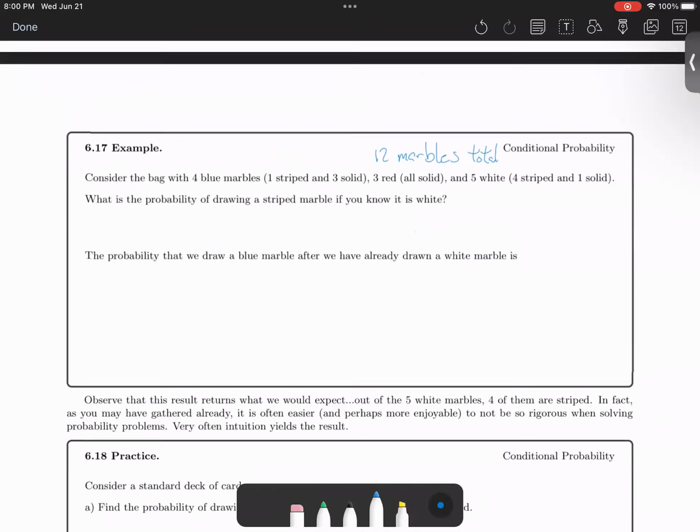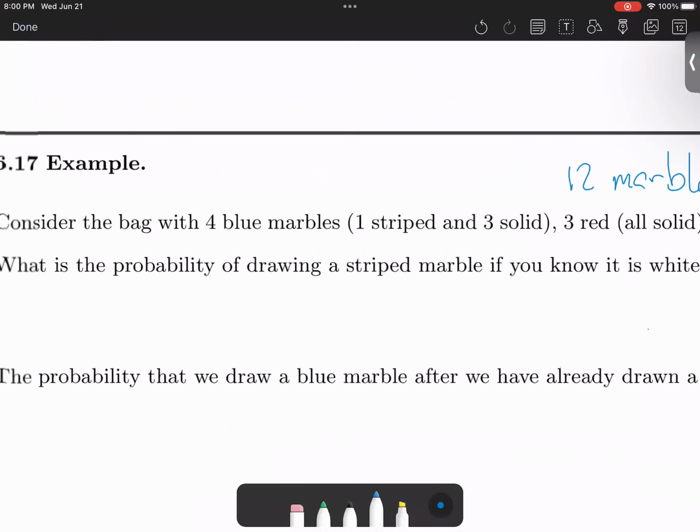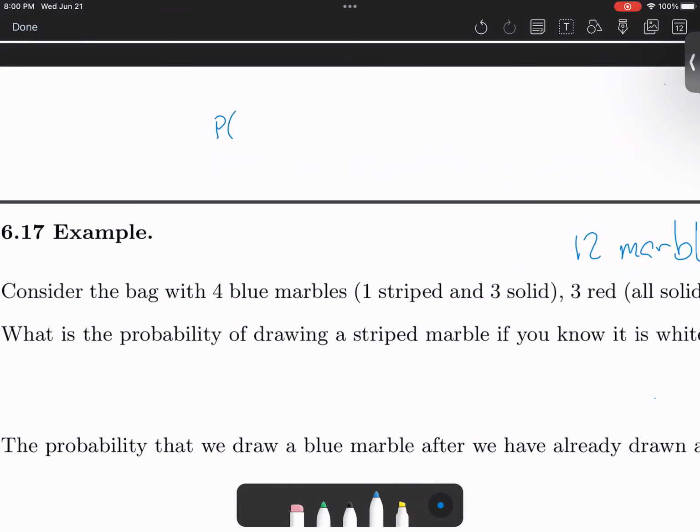In fact, let's remind ourselves of the conditional probability equation. The probability of A given B is the probability of their intersection, so both of them happening, and then divided by the probability of B, right? You know that B has happened, so you restrict yourself to the size of B, and then you compare the size of A inside of that.